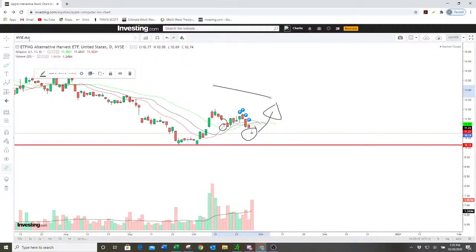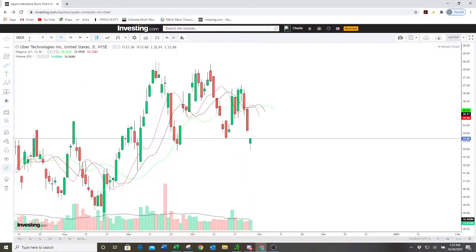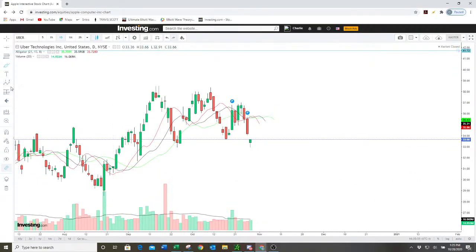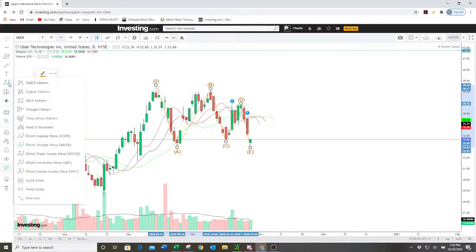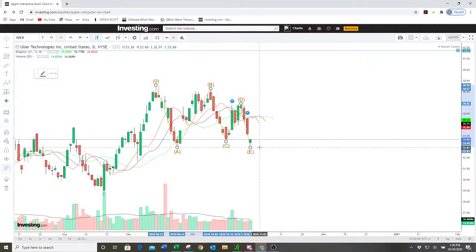Actually, one I wanted to share was Uber. As you guys know, I've been very bullish on Uber. Had a great candle today. And again, look, this is what we're looking for here. It is in the corrective pattern right now, so it's got this A, this B, this C, this D, and now this E. So I fully expect it to go up, especially on November 2nd.